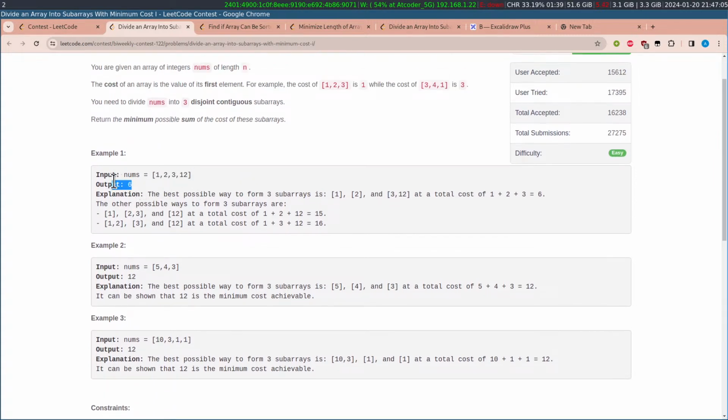It says the minimum cost is 6 because we can divide the array as [1], [2], [3, 12]. The best possible way to form three subarrays is [1], [2], and [3, 12], at a total cost of 6. The other ways to divide this array are [1], [2, 3], and [12], in which case the total cost would be 15, and [1, 2], [3], [12], where the total cost would be 16. And similarly the other examples.